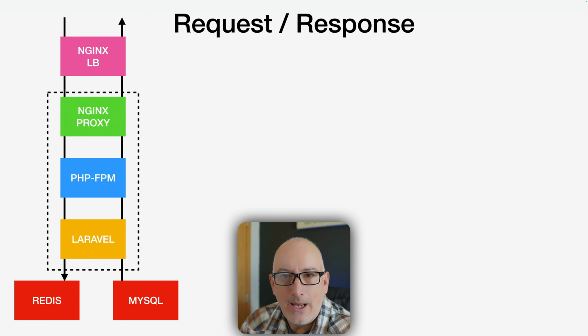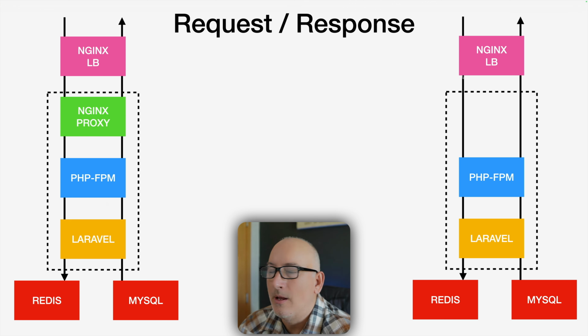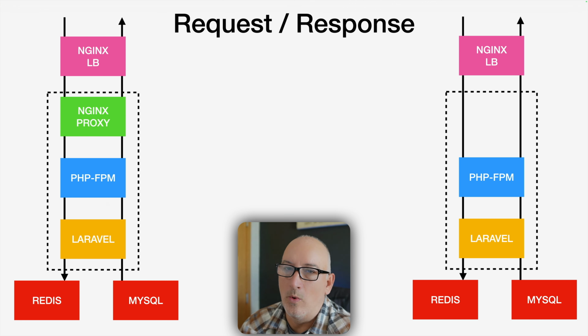Everything in the dash line is what's on our web tier, and this is kind of our front load balancer. So our load balancer is going to actually proxy FPM requests. We're going to set that up now.